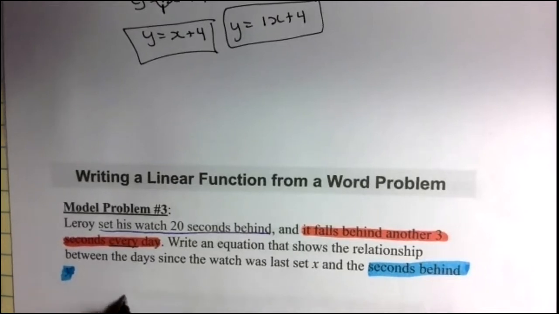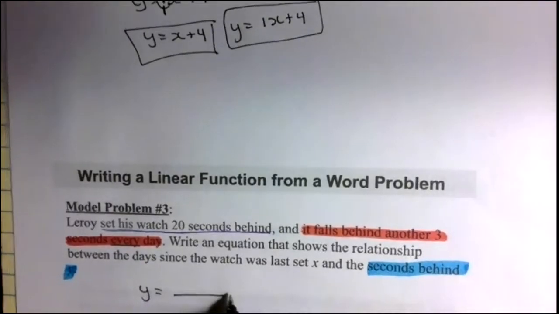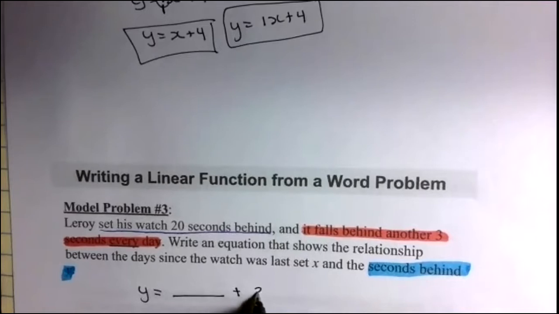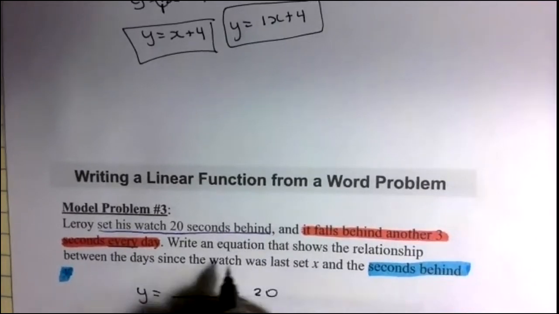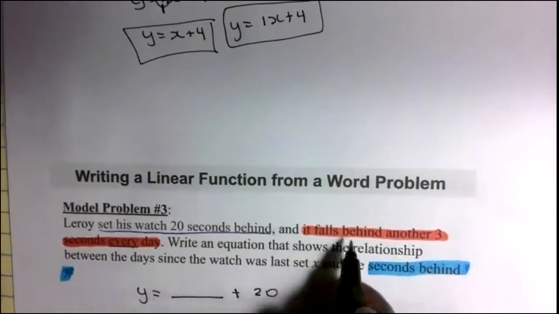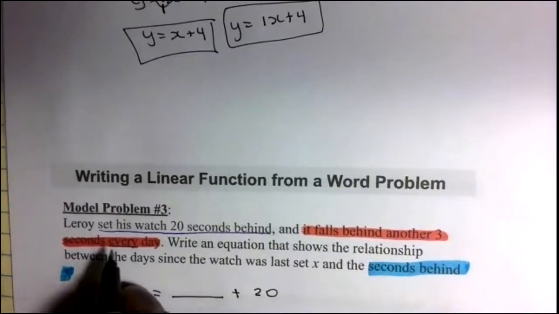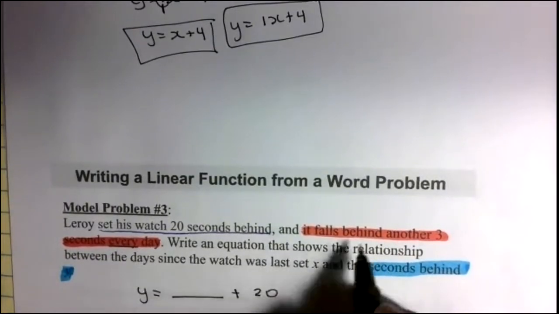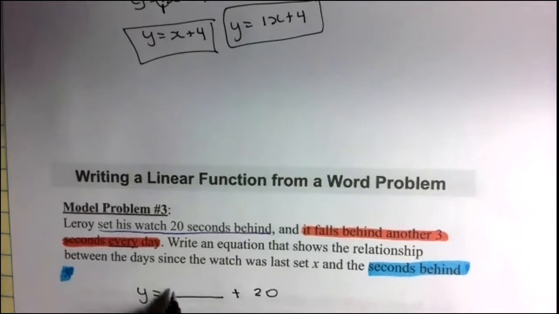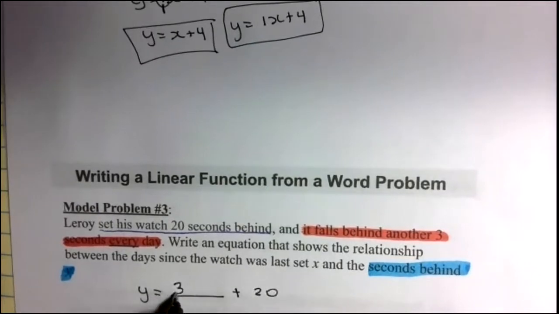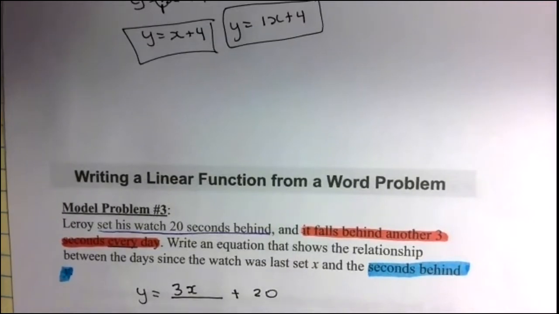our y-intercept. So I can say y equals something plus 20 seconds. It says it falls behind another 3 seconds every day. Remember, "every" represents my slope, so it's going to be 3 seconds every day. We don't know how many days it's going to be, so 3 seconds every day, so I know it's going to be y equals 3x plus 20.